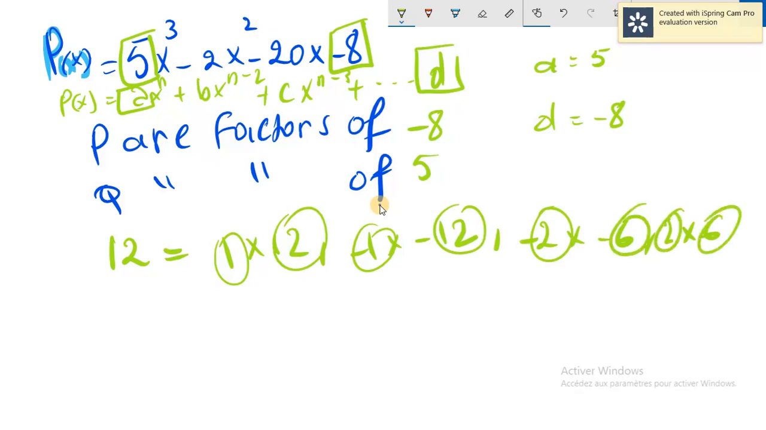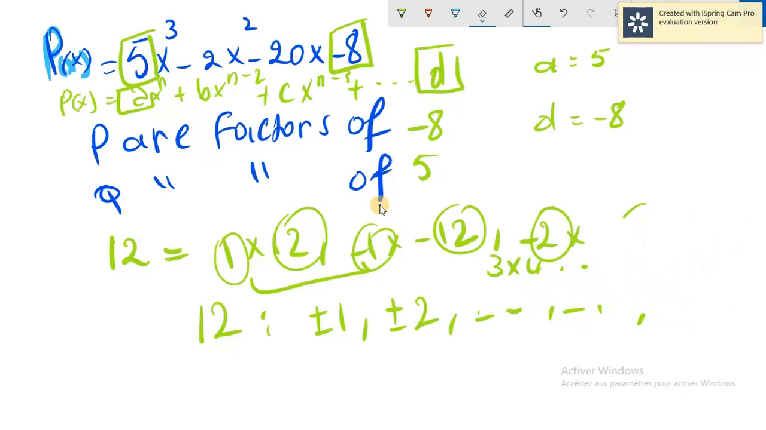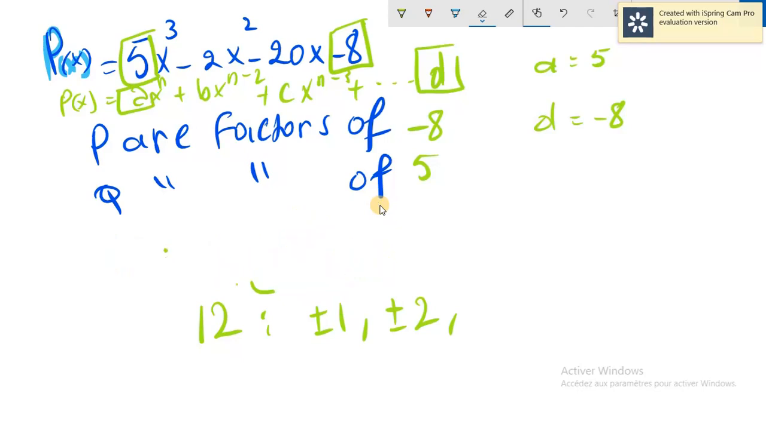for the number 12. So the number 12 has factors plus and minus 1, plus and minus 2, plus and minus 6, plus and minus 12, and let's not forget 3 times 4 and negative 3 times negative 4. So you have here plus and minus 3 and plus and minus 4. As you see, the pairs that you can multiply to each other to get the number, those are the factors. Now let's go back here to our polynomial function.